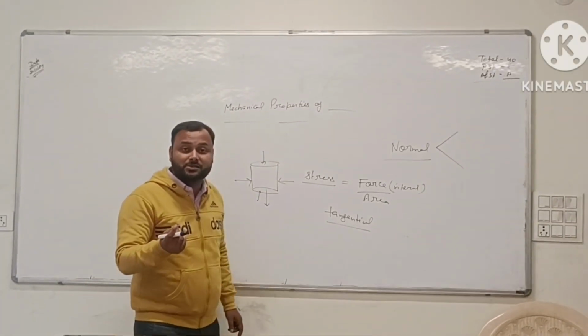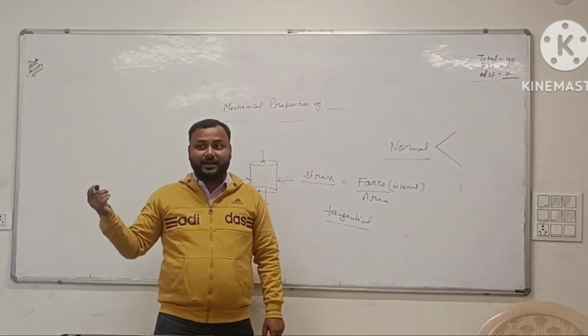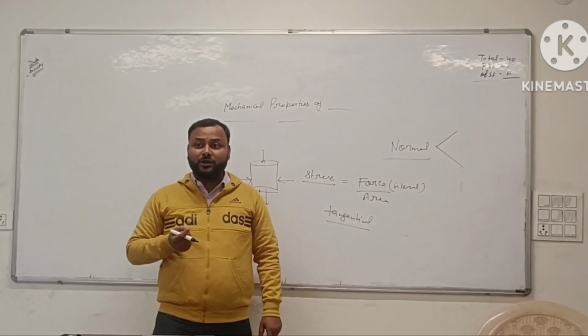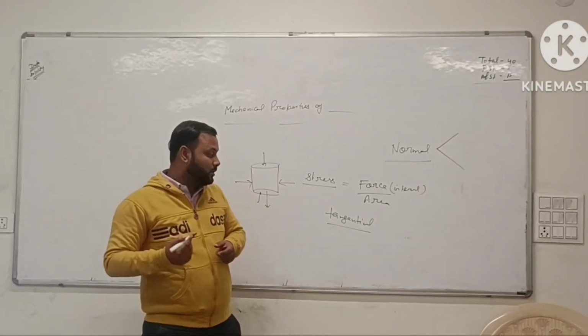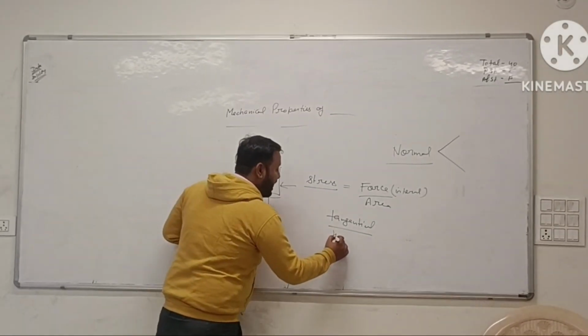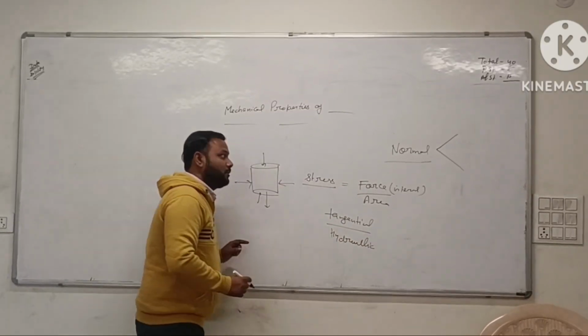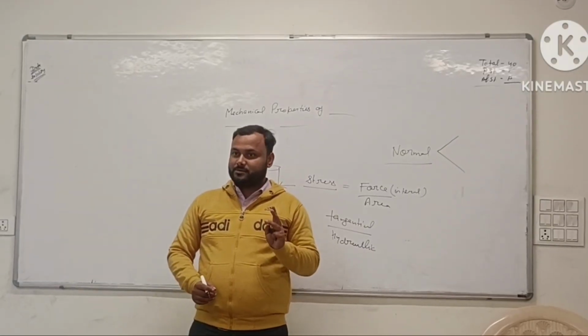What does hydro mean? Water. So water applying a force, in fluid mechanics, or in your syllabus, this is known as mechanical properties of fluid. We will understand how pressure is related with the bulk modulus. So another type is hydraulic stress. So there are three types of stress: normal stress, tangential stress, and hydraulic stress.